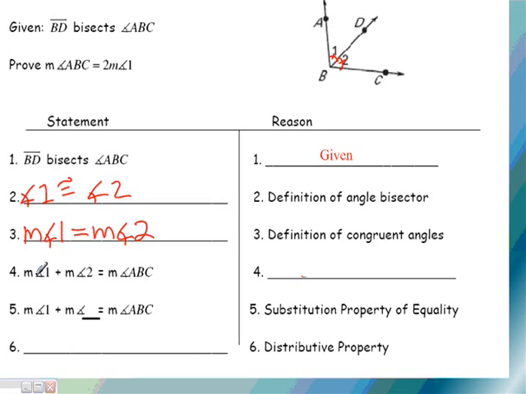And now I'm talking about their measures. So I've got the measure of angle 1 plus the measure of angle 2 equals the measure of angle ABC. Well, what do we know allows us to say that the measure of angle 1 plus the measure of angle 2 equals the measure of the big angle? When I add these two angles together, they equal the big angle. So I think you can see where I'm going here, and where I'm going is my angle addition postulate. When I have two smaller angles and I add them together, they equal the big angle.